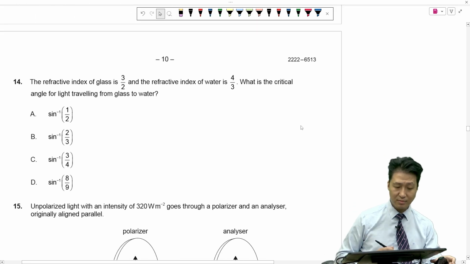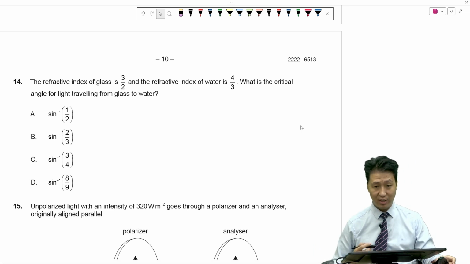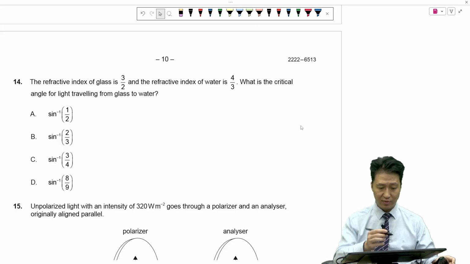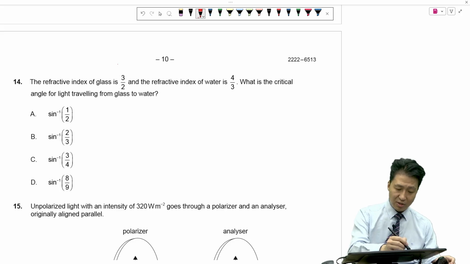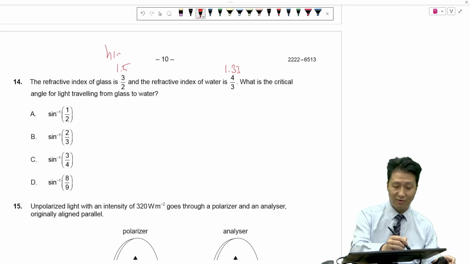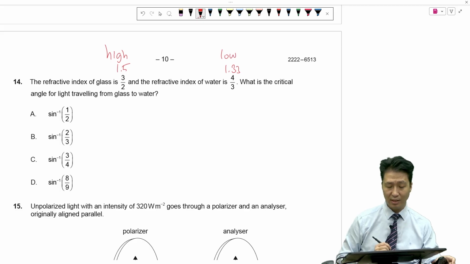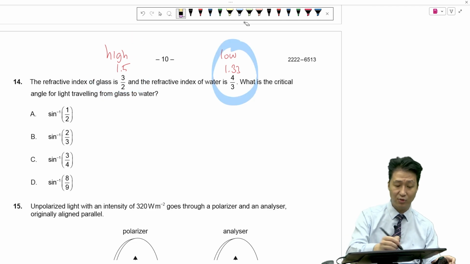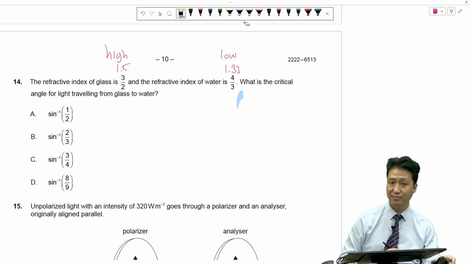Number 14. The refractive index of glass is 3/2, and the refractive index of water is 4/3. What is the critical angle for light traveling from glass to the water? First things first. Change these to decimals. 1.5, 1.33. Just to make it easier to see that the glass has a higher index of refraction and the water has a lower index of refraction. And what usually happens is the light has to be coming from the high one to have total internal reflection, which is why you need to get a critical angle.